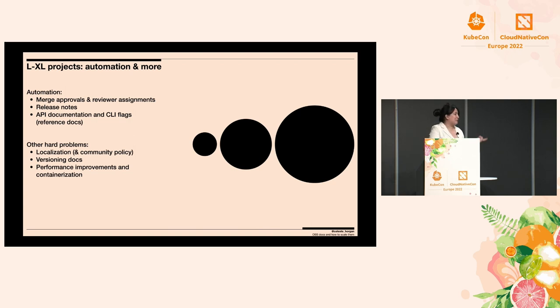Other hard problems, localization and community policies around this. Localization is interesting because it impacts something else on this list, which is performance, because localization increases the number of files in your documentation repo exponentially every time somebody gets a shiny little thought in their head of localizing it into their favorite language. So all of a sudden, out of nowhere, your documentation, of all things, has very poor performance, and then it actually makes a lot of sense to put some engineering cycles into that.